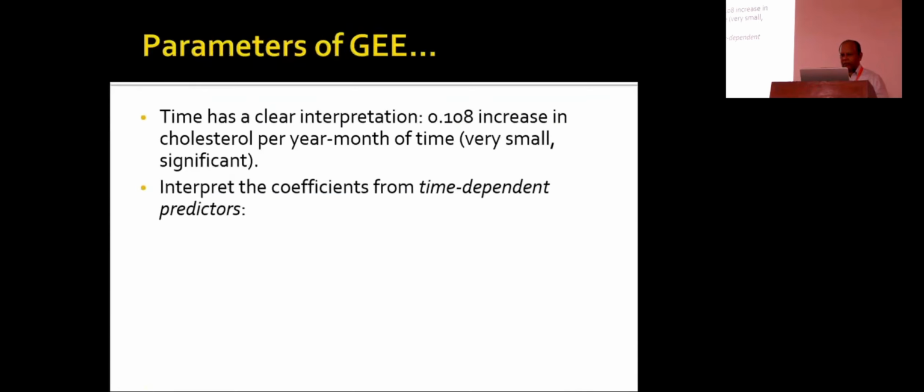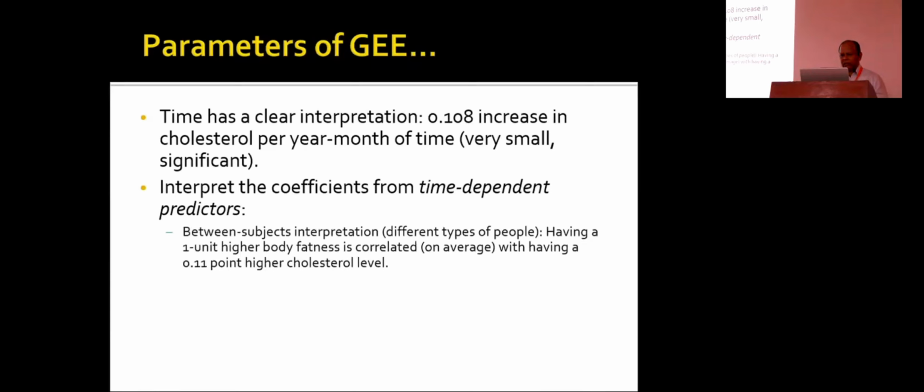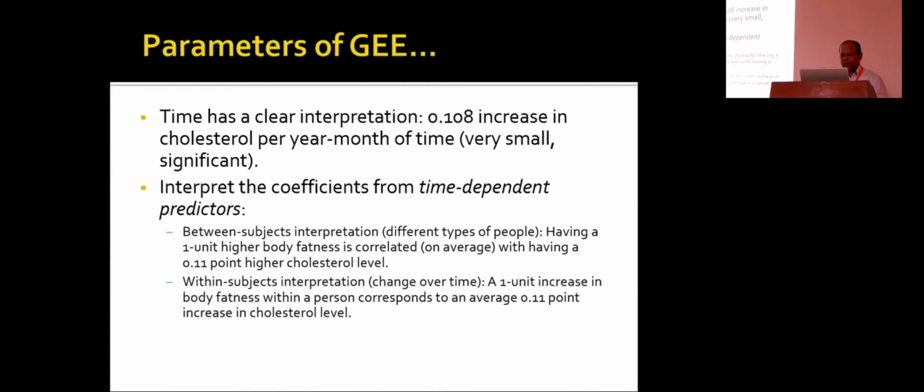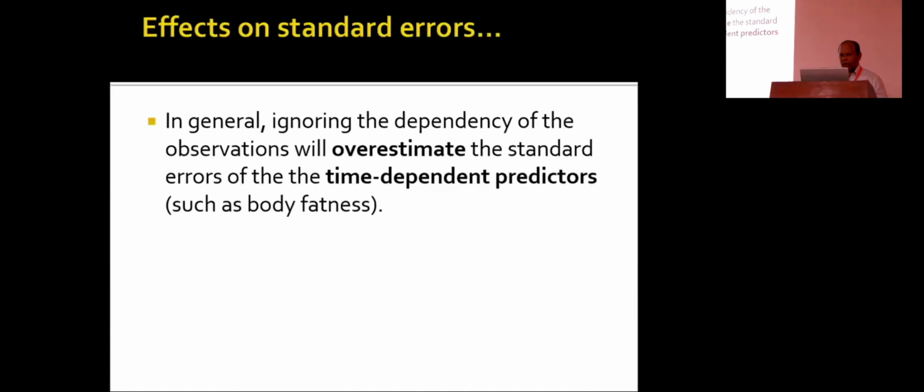So, time interpretation. This is between subject. I said two interpretations are possible. Between subjects: one person compared to another person. And this is within subject: one time point for an individual as compared to another time point. Okay, that is the within subject interpretation. So this is a very important concept.